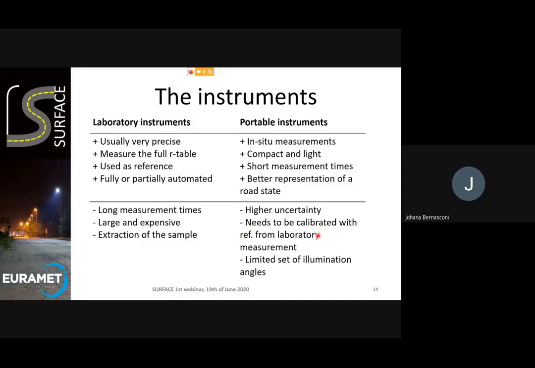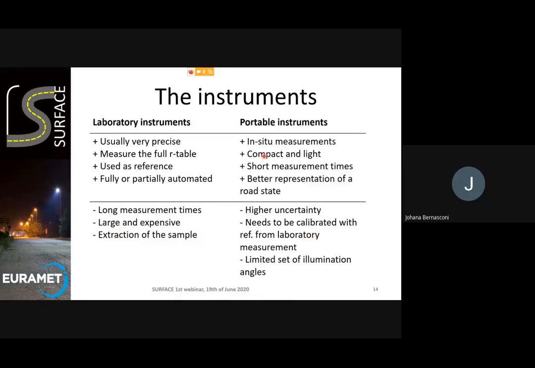They are large and expensive. And they require the extraction of the sample from the road. And it's difficult to put it back when it's extracted. So it means that the exact same spot cannot be measured more than once. And also the extraction is costly.